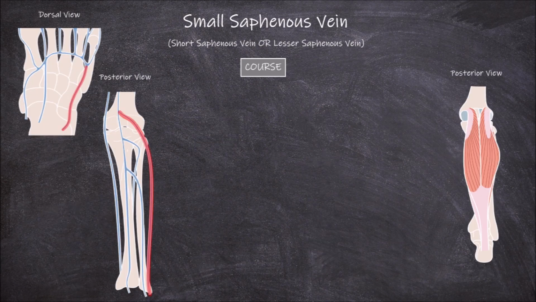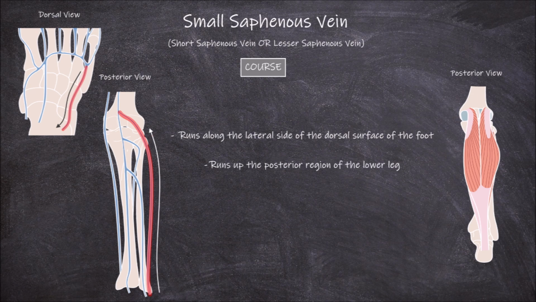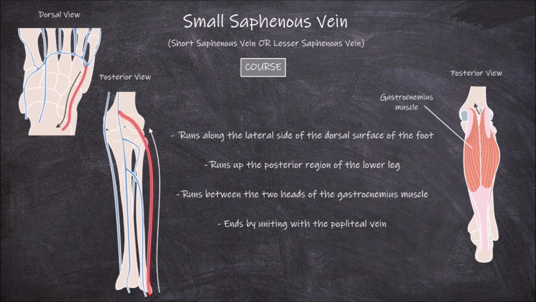What is the course of this vein? This vein runs along the lateral side of the dorsal surface of the foot. It then runs up the posterior region of the lower leg, then between the two heads of the gastrocnemius muscle. This vein ends around the level of the knee where it becomes the popliteal vein. The popliteal vein can be seen here highlighted in yellow.